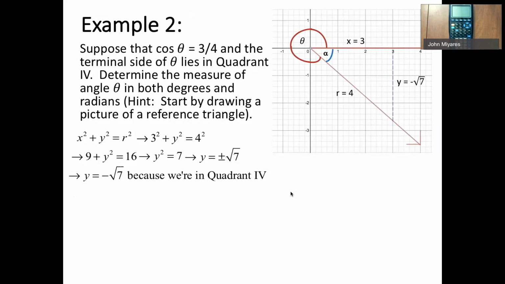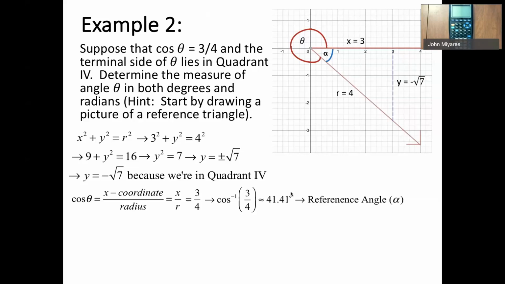From here, we want to set up a trigonometric equation to solve. Since we are in quadrant 4, our best bet is to use the cosine because cosine comes out positive in quadrant 4. The cosine of this angle is 3/4, which is given. So the inverse cosine of 3/4 will be approximately 41.41 degrees. So that is our reference angle, which is measured in quadrant 4 as 41.41 degrees below the positive x-axis.